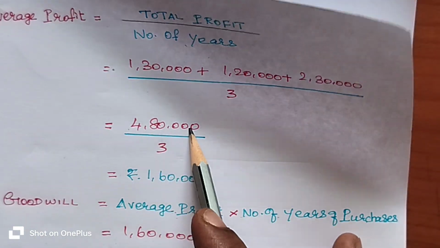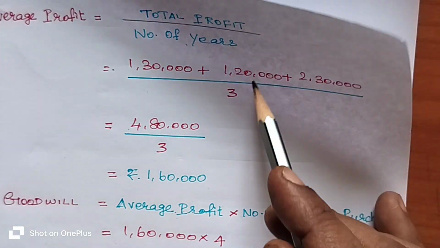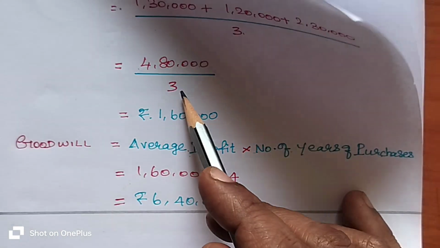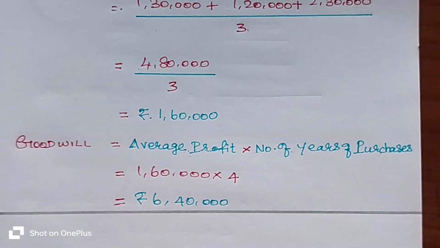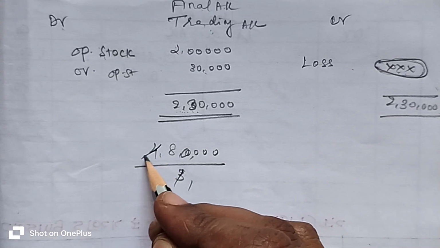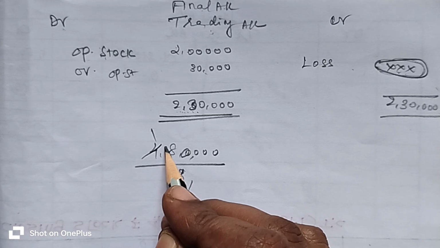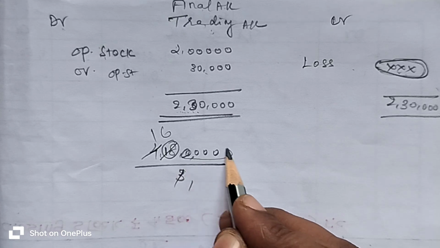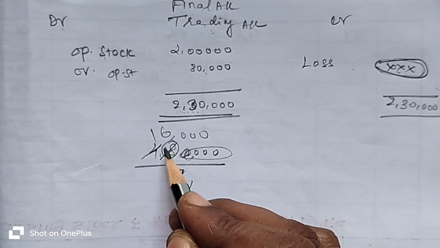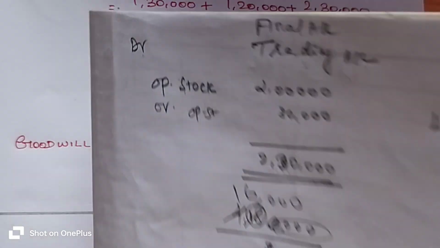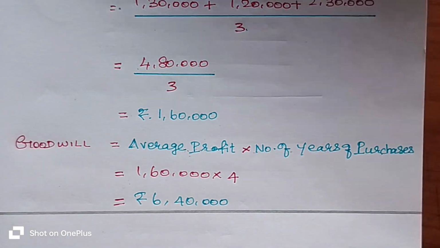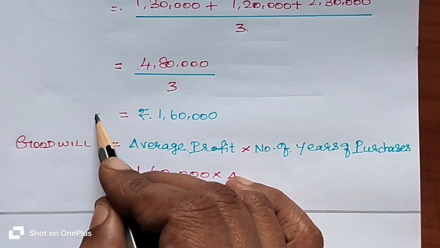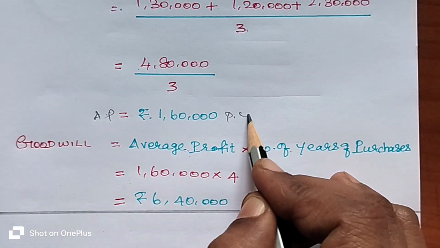How many years are there? There are 3 years: 2016, 17, 18. So the number of years is 3. Now we have to cancel it. 3 ones are 3, remaining 1. 6 threes are 18. This 40 is to be added here, so 60,000 rupees. The average is 1 lakh 60,000 rupees. So what is the average profit per year? 1 lakh 60,000 rupees per year.